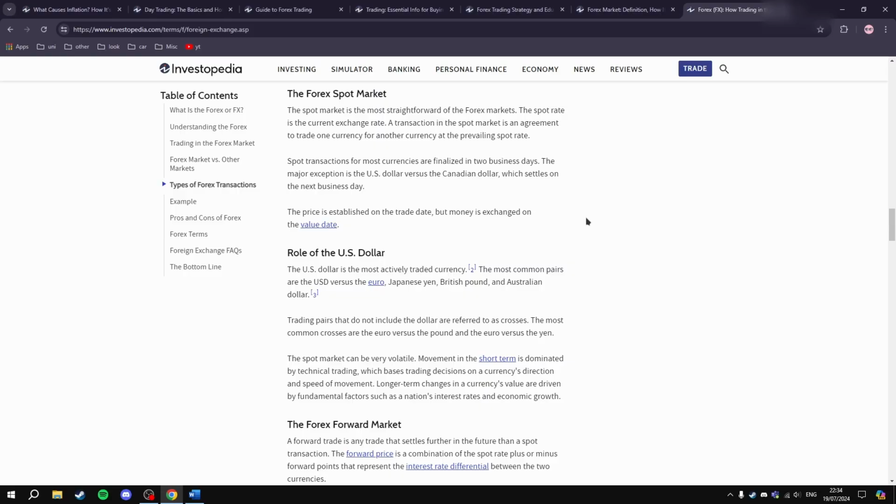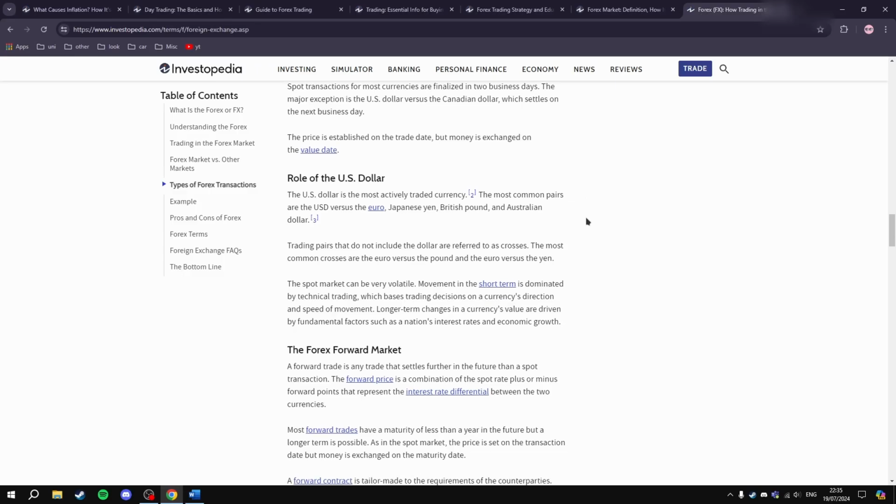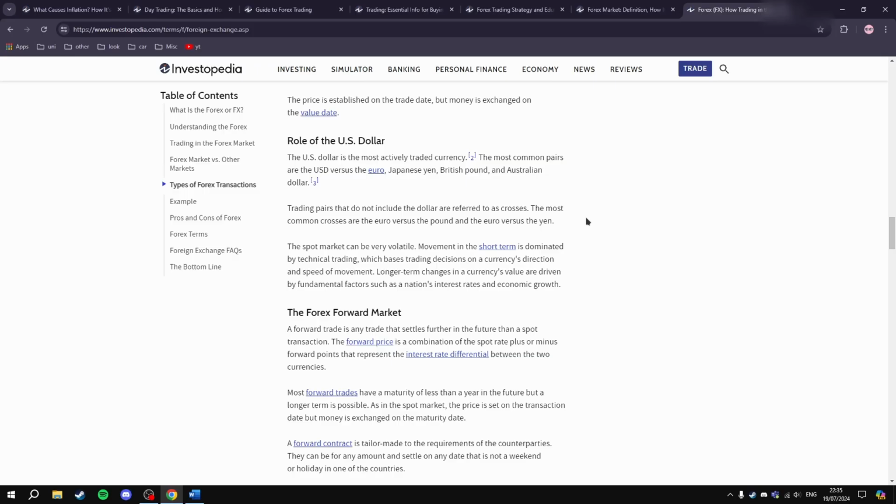So the Forex spot market. The spot market is the most straightforward of the Forex markets. The spot rate is the current exchange rate. A transaction in the spot market is an agreement to trade one currency for another currency at the prevailing spot rate. Spot transactions for most currencies are finalized in 2 business days. The major exception is the USD versus the CAD, which settles on the next business day. The price is established on the trade date, but the money is exchanged on the value date.